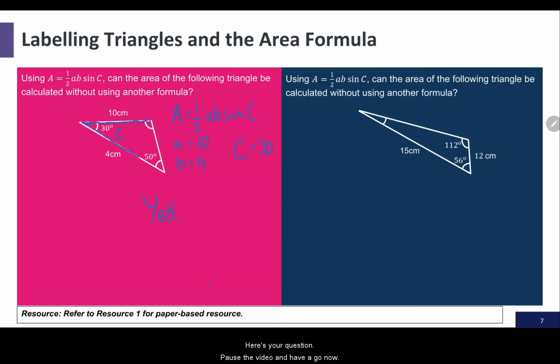Here is your question. Pause the video and have a go now. Okay, let's have a look. We're looking for two sides and an angle between, which looks like these two. So therefore the 56 is capital C. A could be 12 and B could be 15. So yes, we could calculate the area.